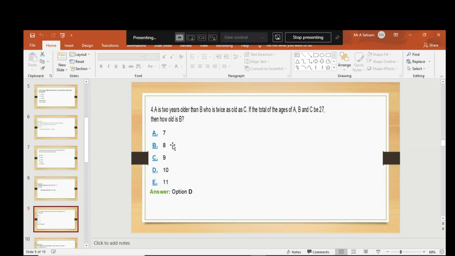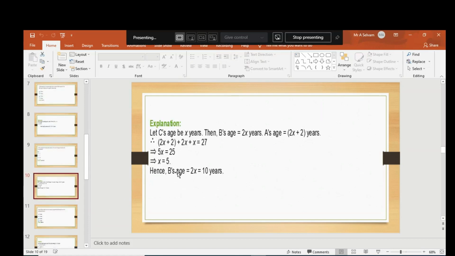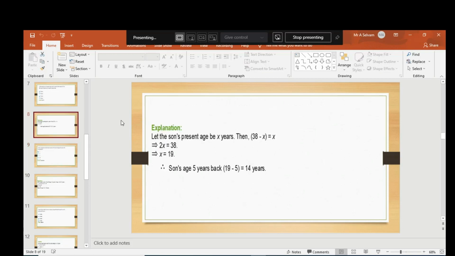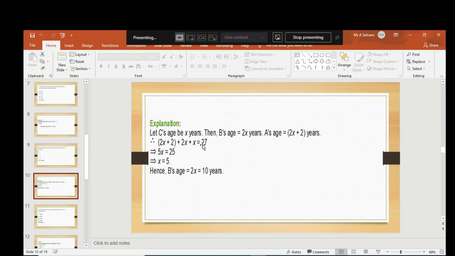Options also they have given based on the problem. Option A 7, option B 8, option C 9, option D 10, option E 11. Okay, so look at the problem part. Let C's age be x. Then B's age: B is twice C, right? So C's age is x means B's age is 2x.